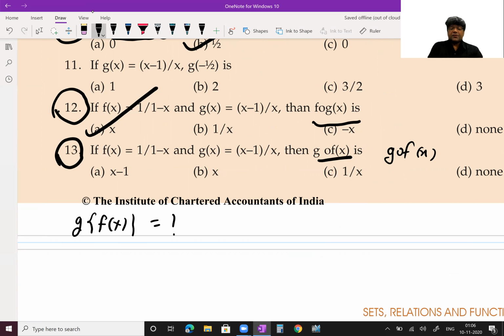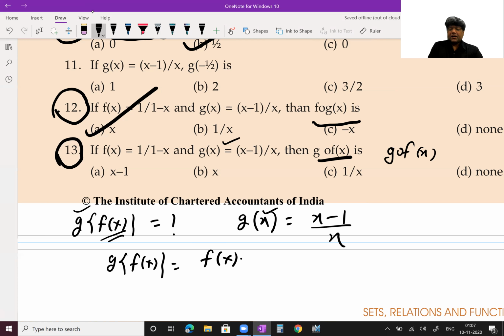So what is outside? g. We will start with g. gx is equal to x minus 1 by x. Now what is inside, guys? fx. So we will replace this x on both the sides by fx. So we will get g of fx is equal to fx minus 1 by fx.